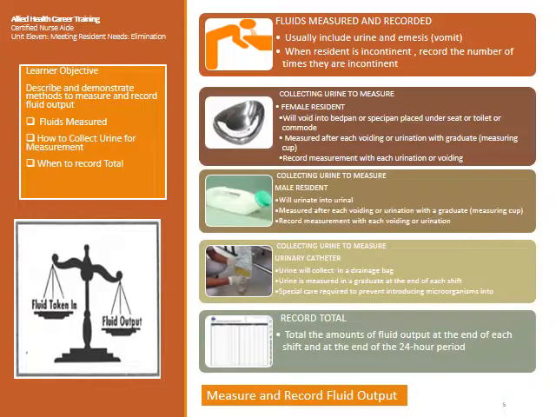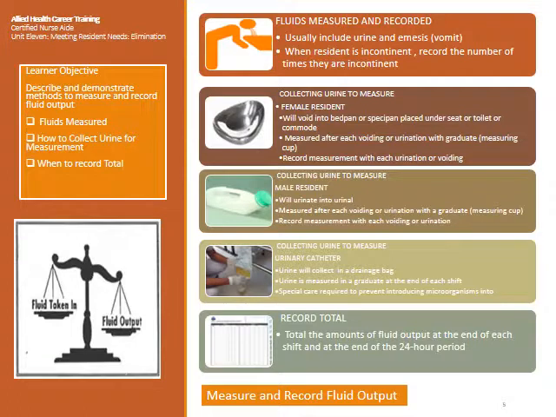Now we're going to talk about methods to measure and record fluid output. Fluid is measured and recorded. Usually this includes urine and emesis. Emesis is vomiting. Also, when residents are incontinent, we always record the number of times that they are incontinent. Remember, incontinent means lack of bladder and bowel control. So they will use a brief or an attend. We should never call it a diaper. That is very degrading. It's a dignity issue.